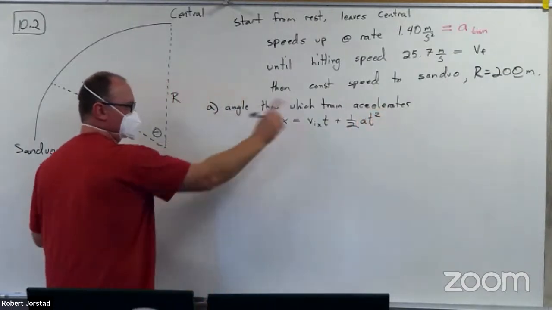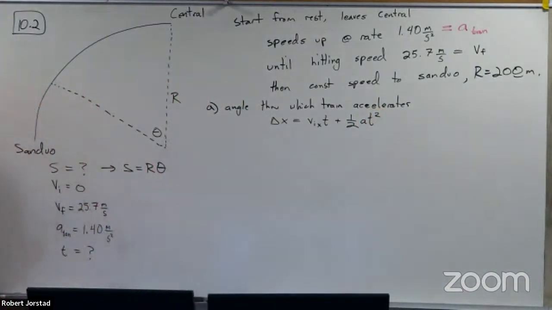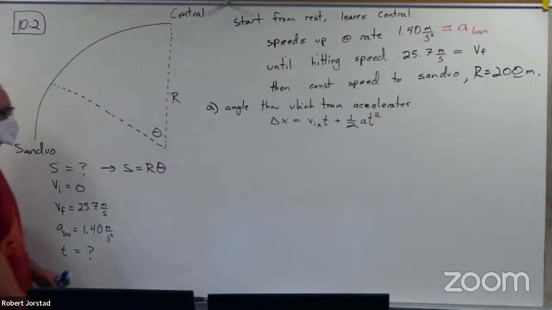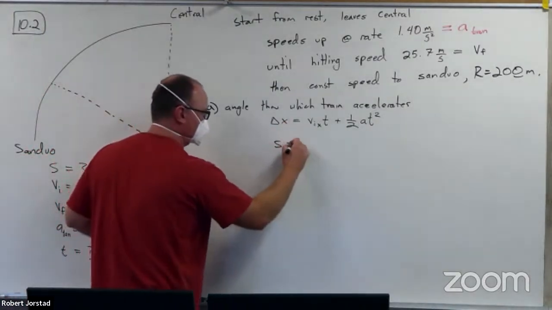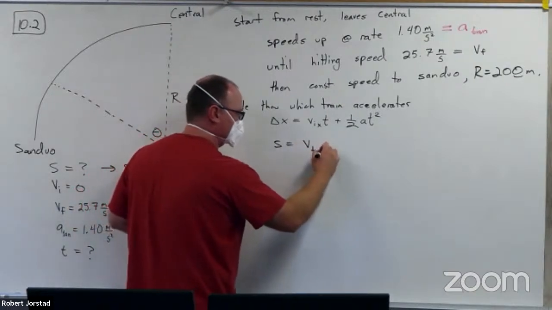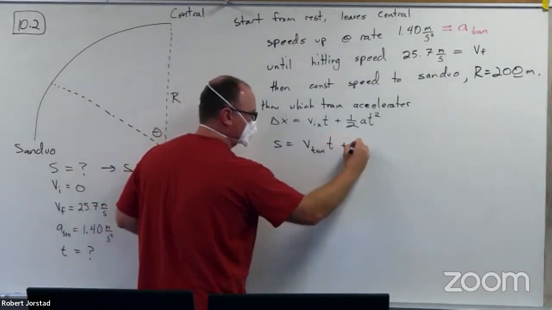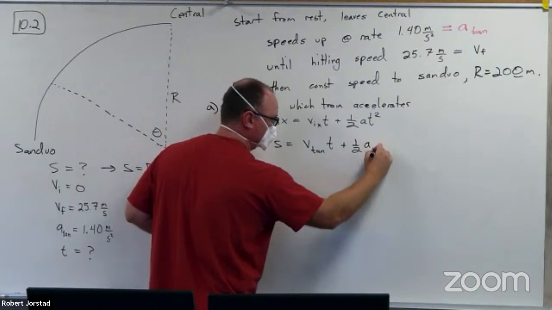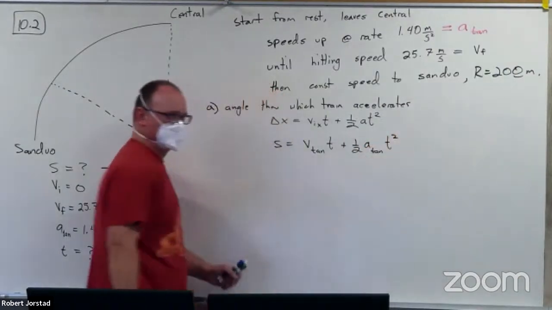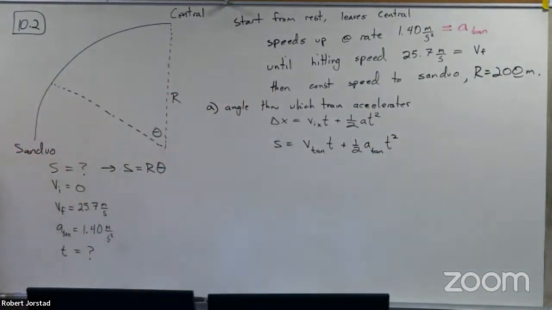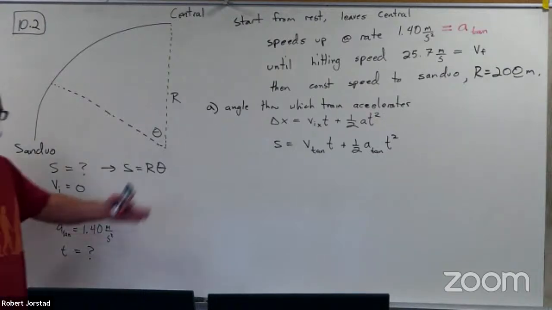So what would be the equivalence here? Instead of delta X, what could I write? S equals one half, yes, t squared. And so I'm not going to fill up the equation sheet with all of these.